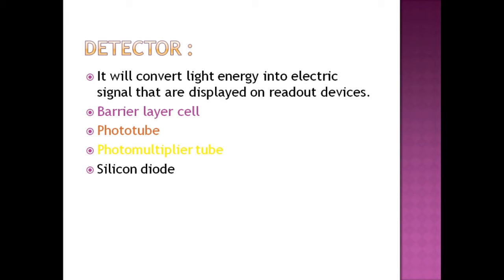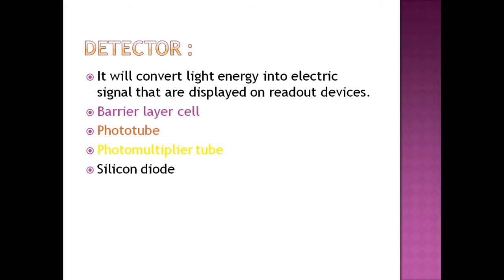So, a detector will convert light energy into an electrical signal that is displayed on read out devices. There are four types of detector. First is barrier layer cell, second is phototube, third is photomultiplier tube and next is silicon diode. We will study all these detectors one by one.